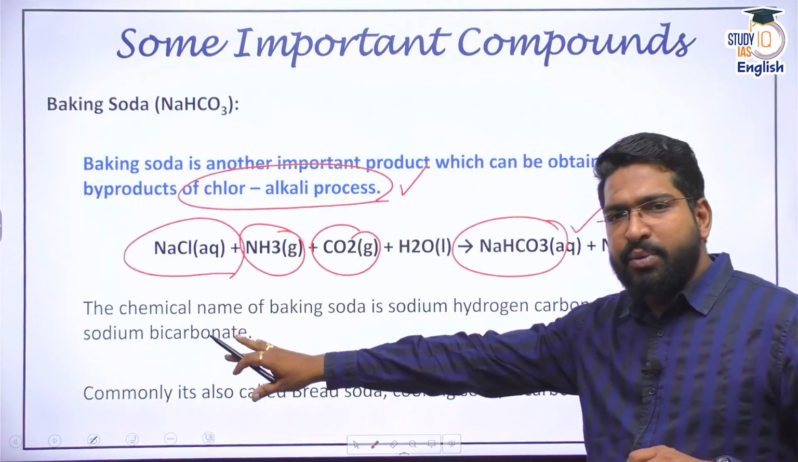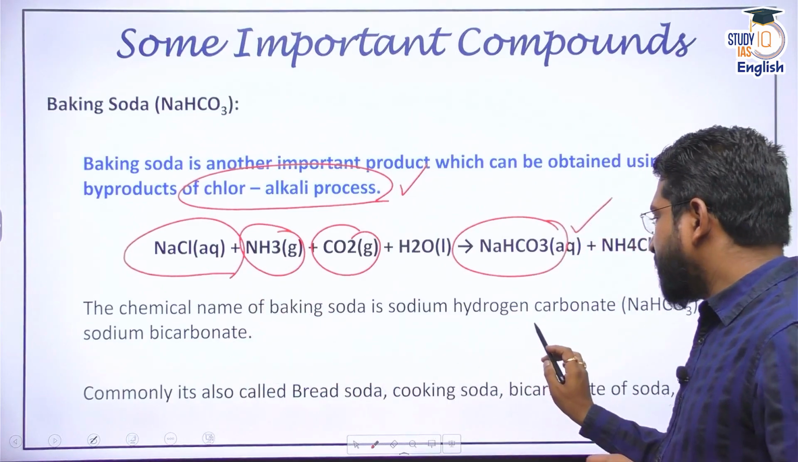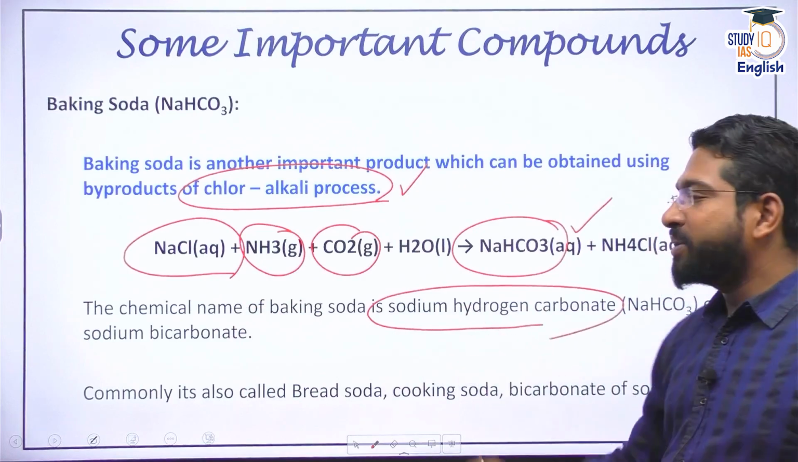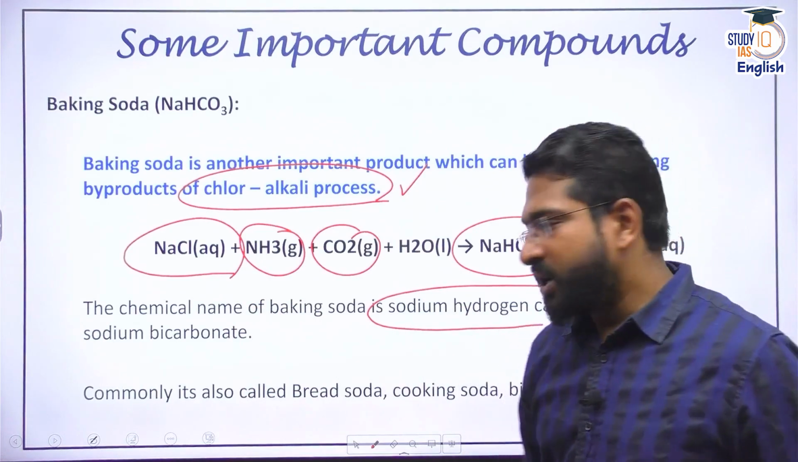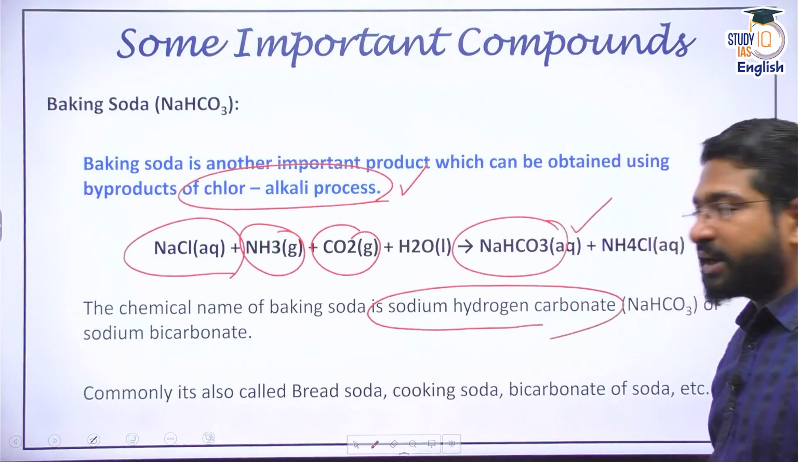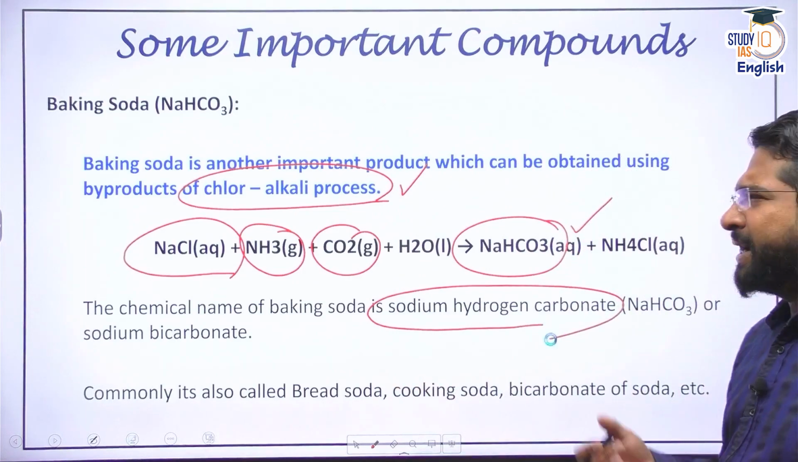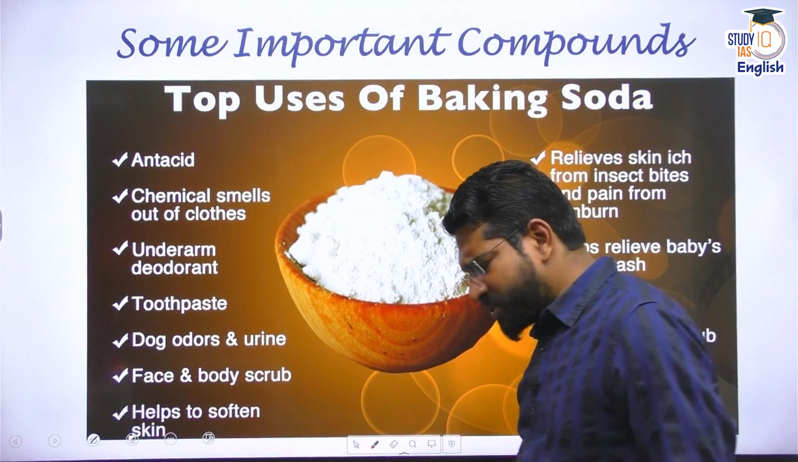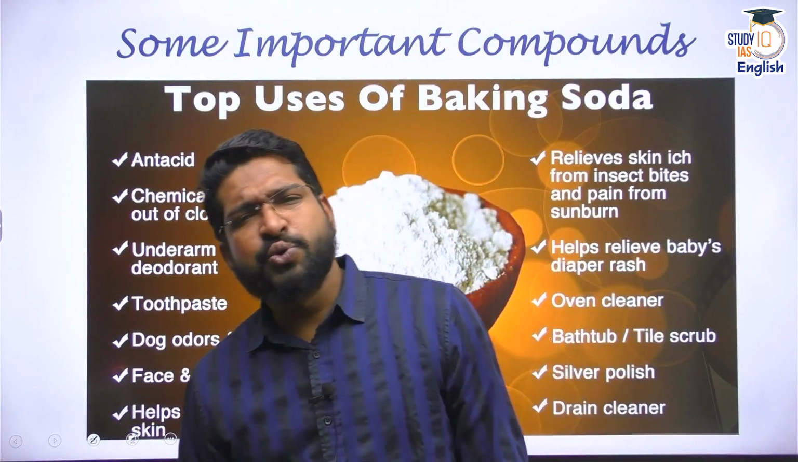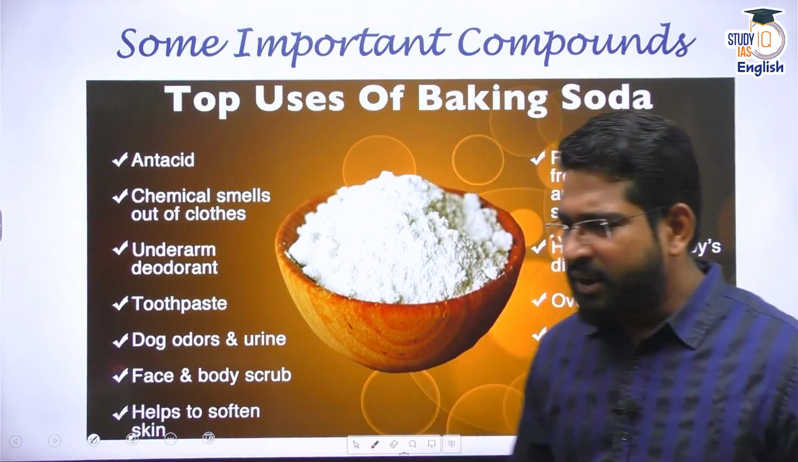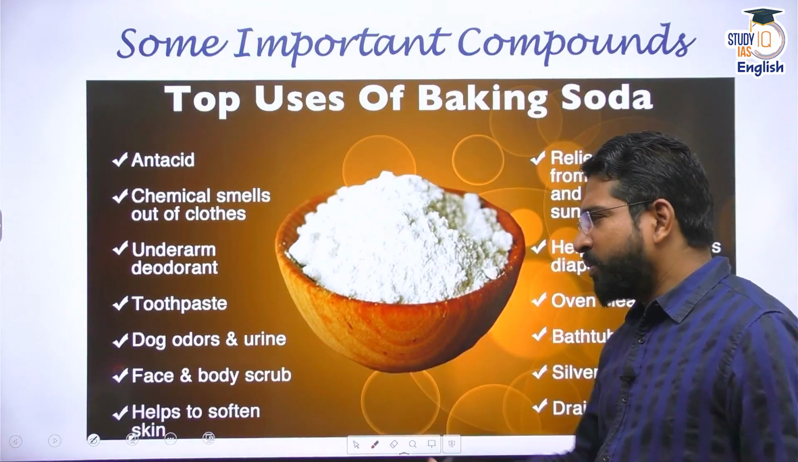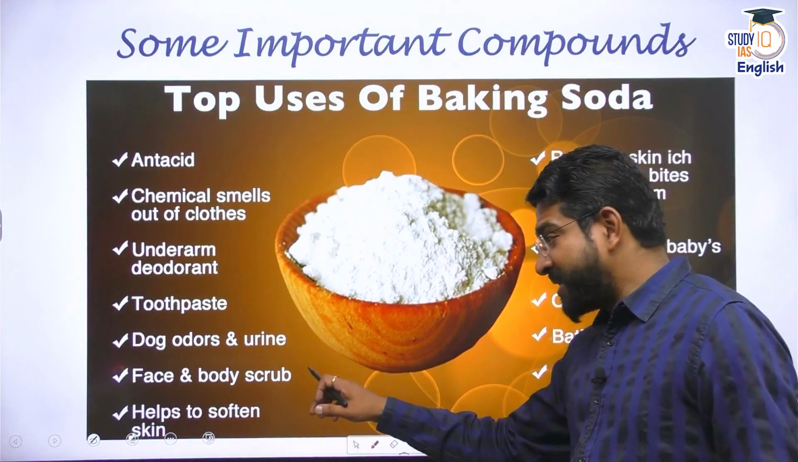The chemical name of baking soda is sodium hydrogen carbonate or sodium bicarbonate. Commonly we call it soda, we call it baking soda, we call it bread soda, cooking soda, bicarbonate of soda. There are common names, and it has been used extensively. It is used as an antacid. It is used to clean utensils. It is used to clean your body. It is used to clean odor. It is also used as face and body scrub.